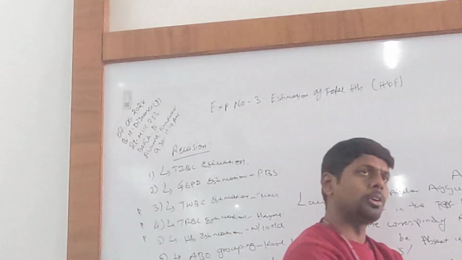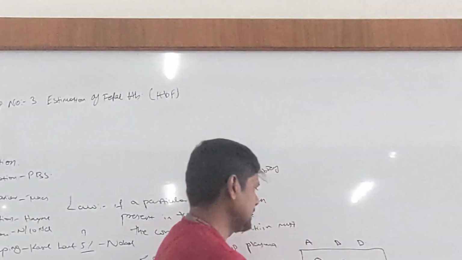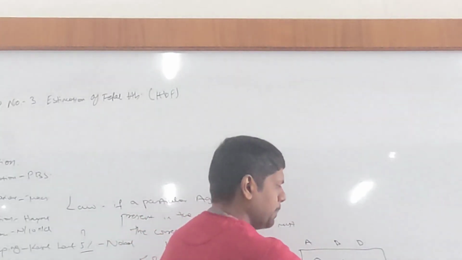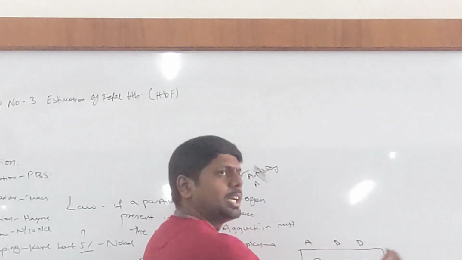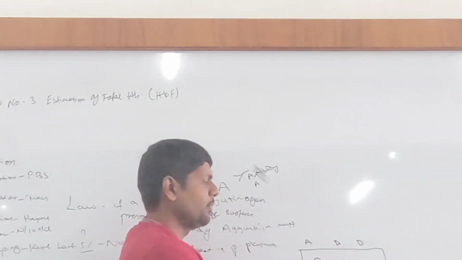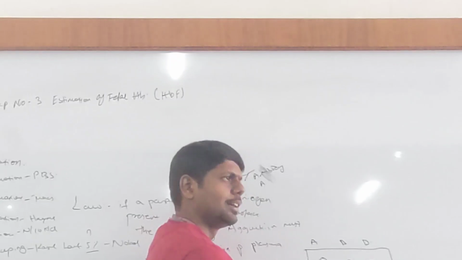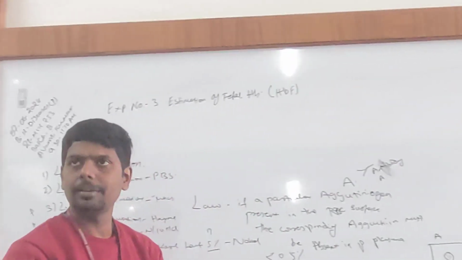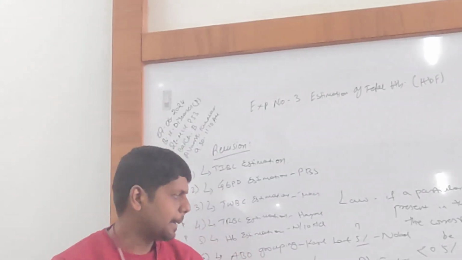If this unknown blood group is A, what happens? I will get a reaction in A. If it is B blood group, I will get a reaction in B. If it is AB, I will get a reaction in both A and B. If it is positive, I will get a reaction in D. If it is negative, I won't get anything there. That is the idea of grouping.